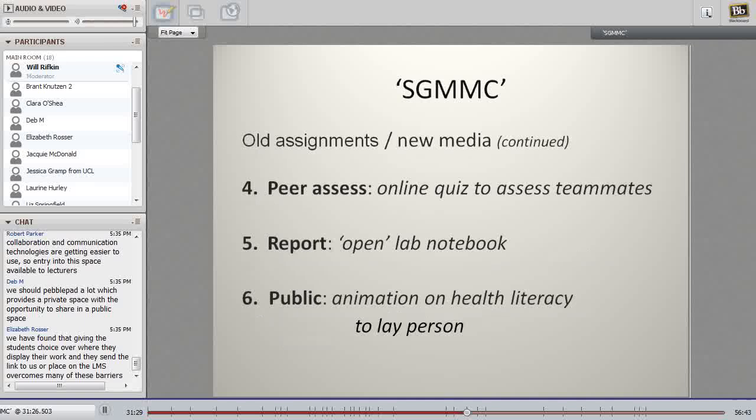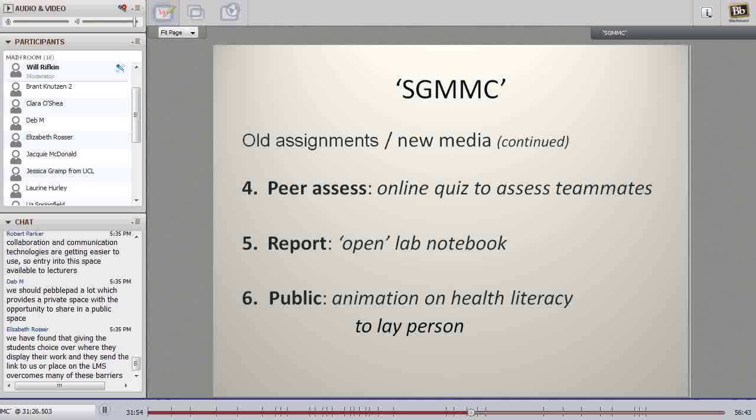Peer assessment. The students who made podcasts used an online quiz as a format in which to assess their teammates. They had the names of their four teammates and assessed them on various qualities of their contribution to the team project. So they used something on the learning management system, but in a creative way to assess classmates instead of just regurgitating information.